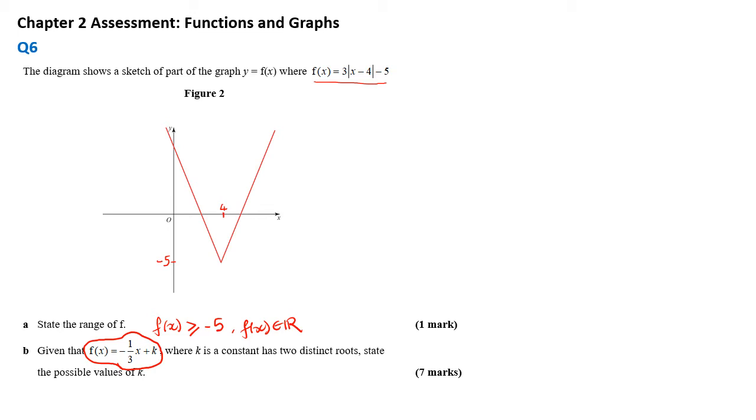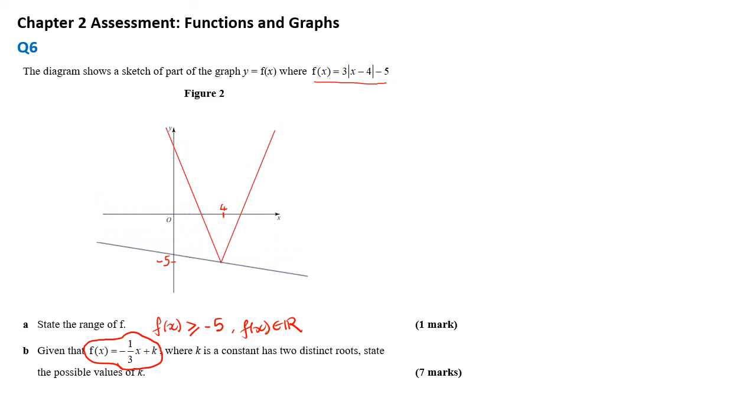So for this one, we're basically looking at the straight line y equals minus 1/3 x plus k, and where it crosses this modulus graph. We're told that it has two distinct roots. It could look like this, where its gradient is minus 1/3. It crosses the y-intercept at plus k. Now that k, depending upon what it is, could be up there or it could be down here.